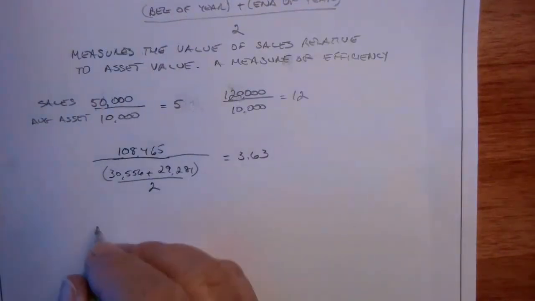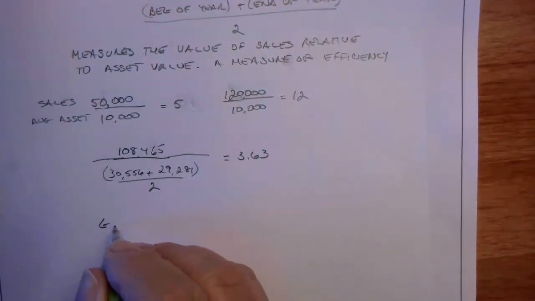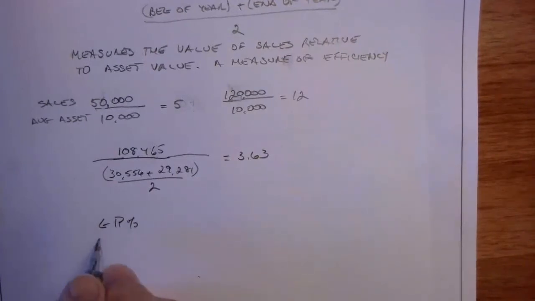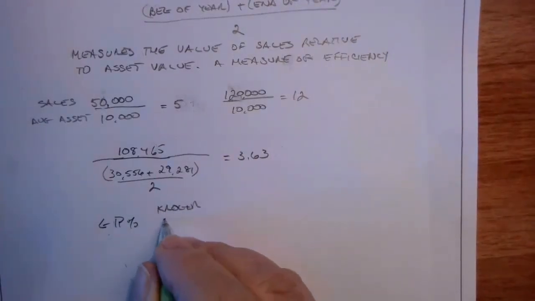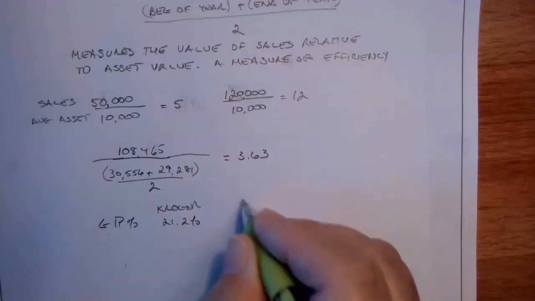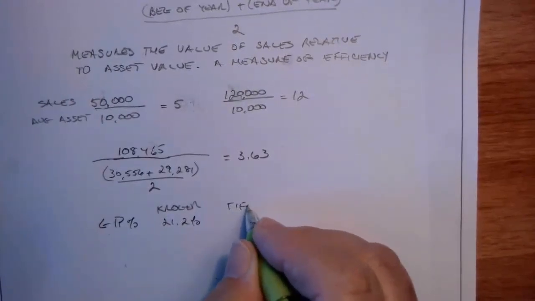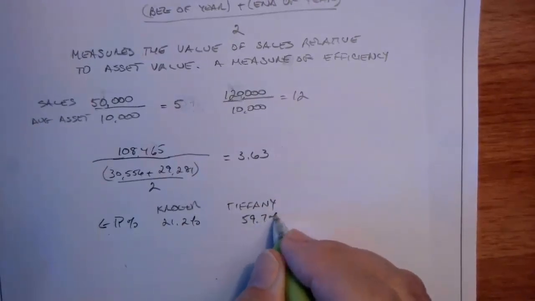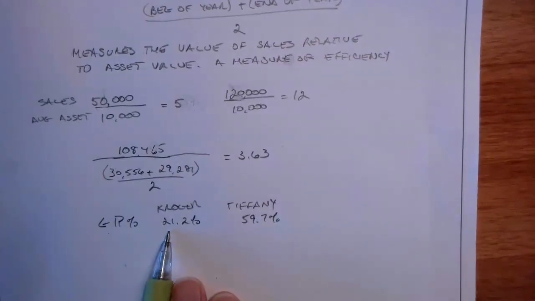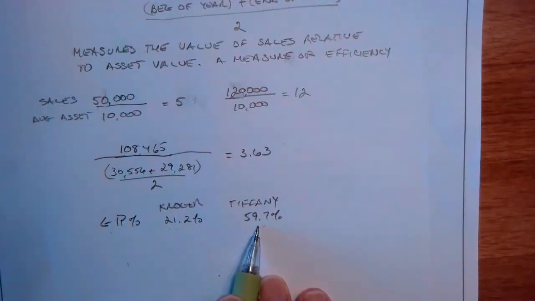Like if you look at the gross profit percentage, for Kroger it was 21.2%, and for Tiffany it was 59.7%. So the margin in a grocery is a lot tighter, a lot lower than it would be in a jewelry store. All right, so that's just a piece of the picture, one more ratio in your arsenal.